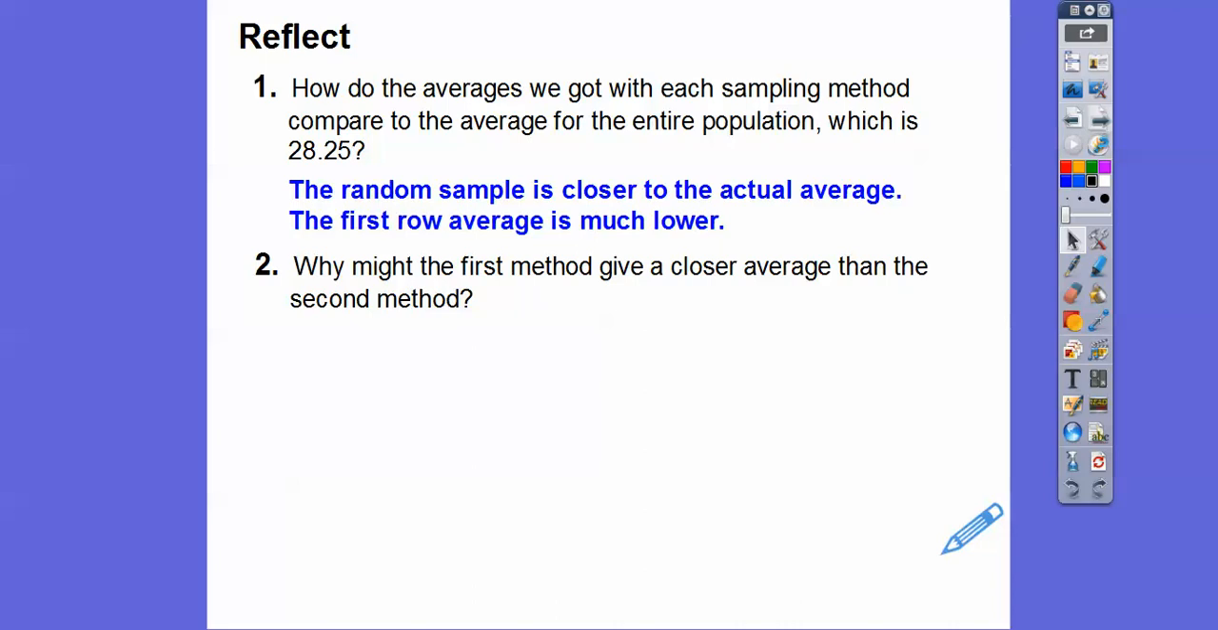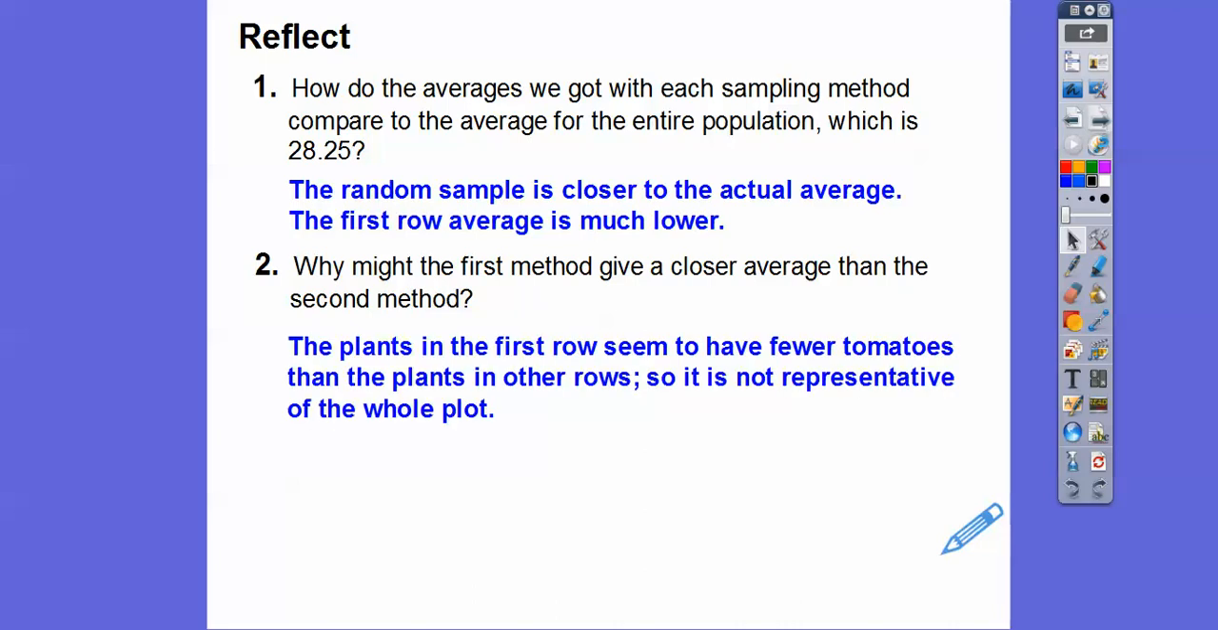So why might the first method give a closer average than the second method, the first method being those dice right there? Well, the plants in the first row seem to have fewer tomatoes than the plants in all the other rows and columns. So it is not a good representation of the whole plot right there. Again, it might be in shade, or it might be not getting enough water or something, or bugs or something. I don't know.